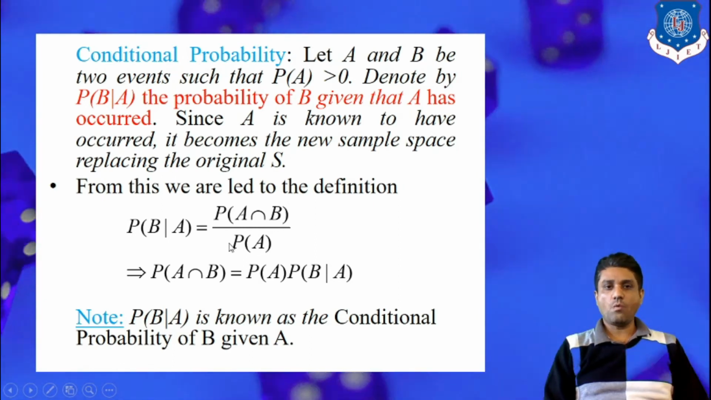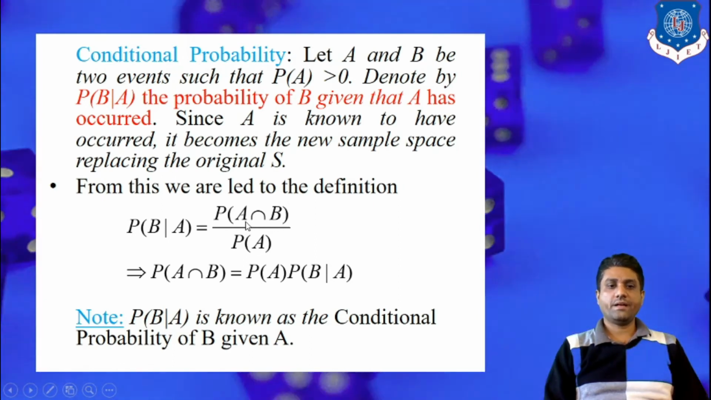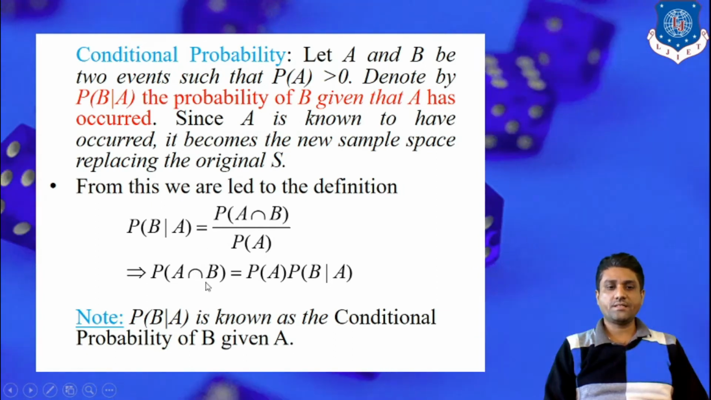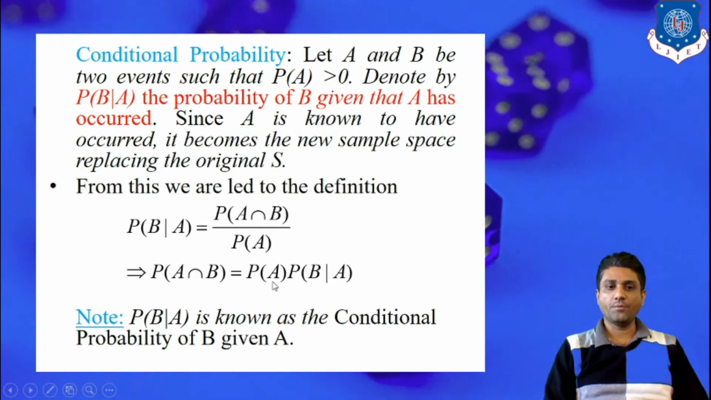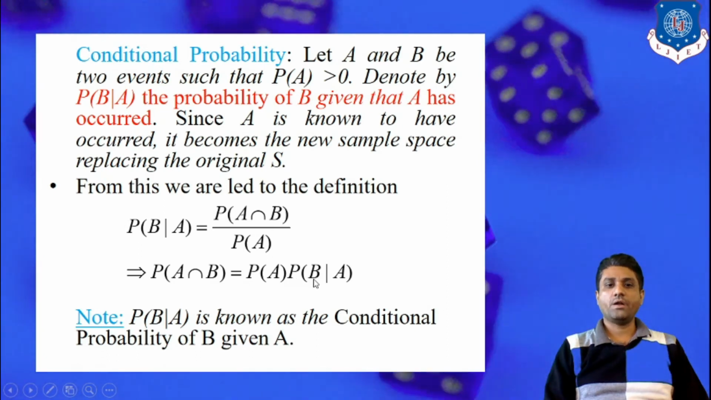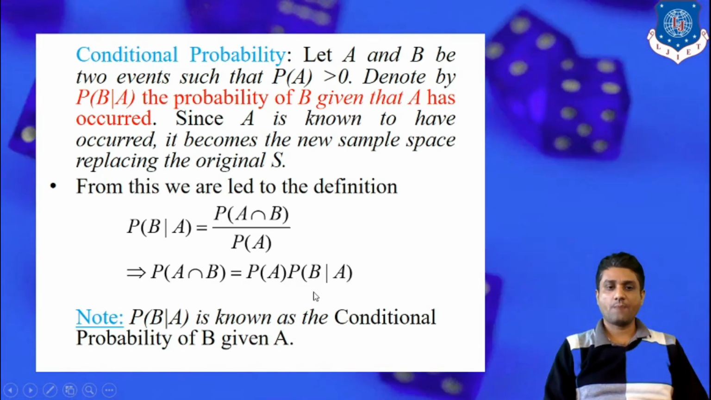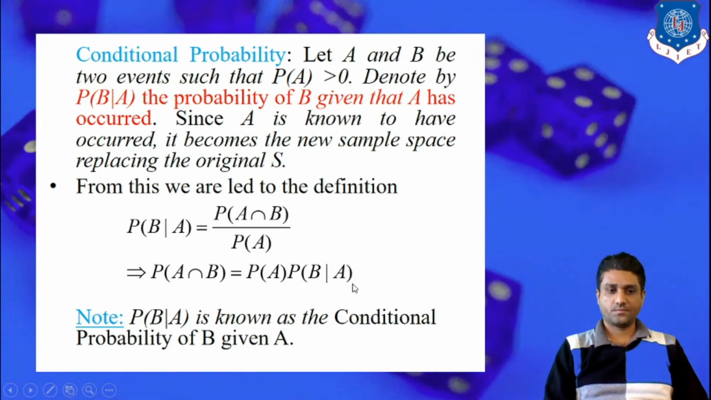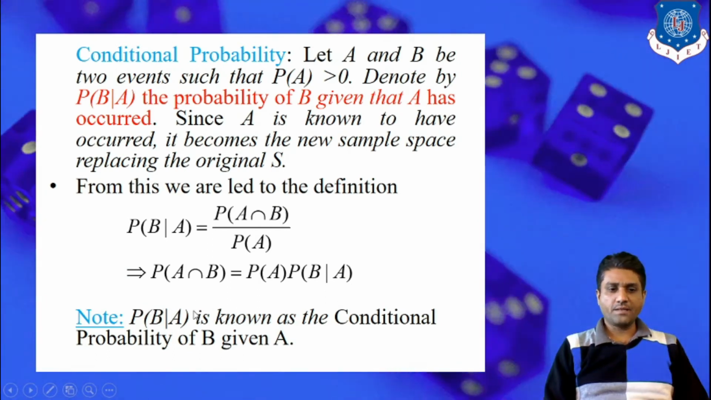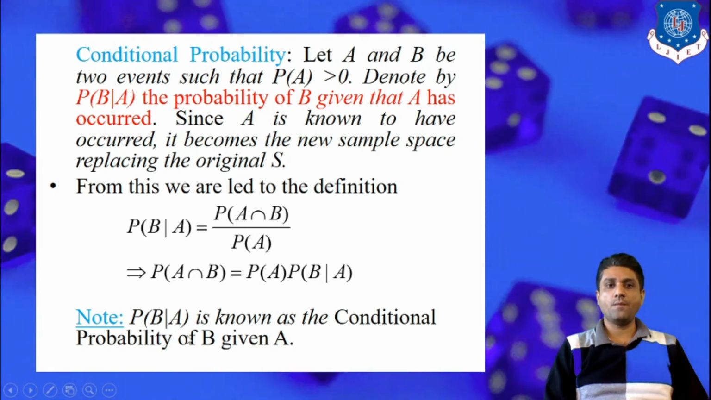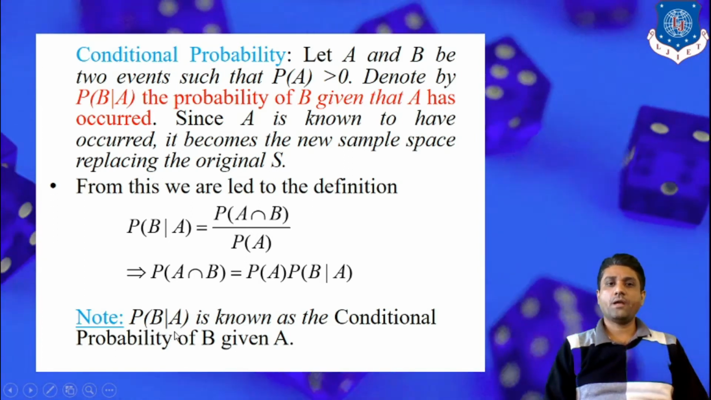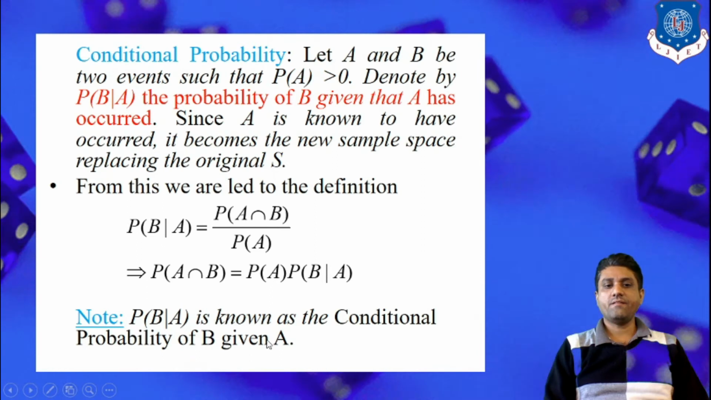In other words, it is rewritten as probability of A intersection B equals probability of A times probability of B given A. This precise term, probability of B given A, is known as the conditional probability of the happening of event B when event A has already happened.